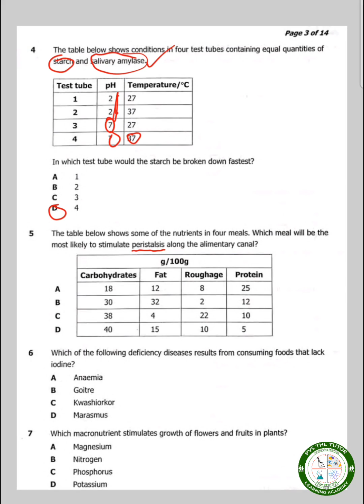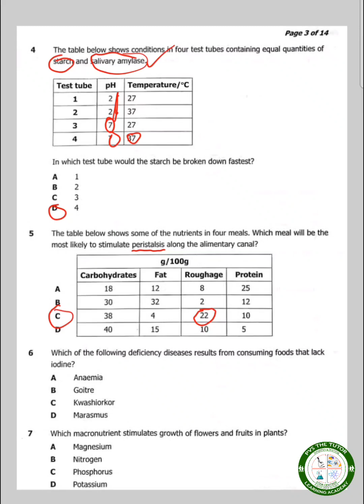What makes peristalsis to work at a faster rate is actually the presence of roughage. So the more roughage is there, actually, the more peristalsis. So when we look at question 5, just go where there's more roughage here. Don't even hesitate. So the answer is C here.